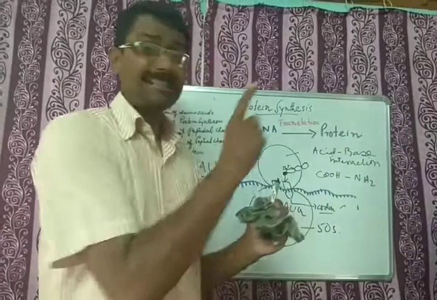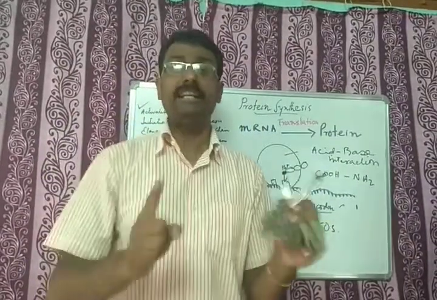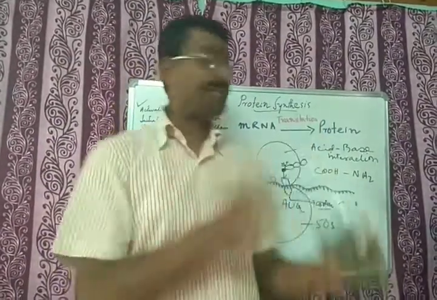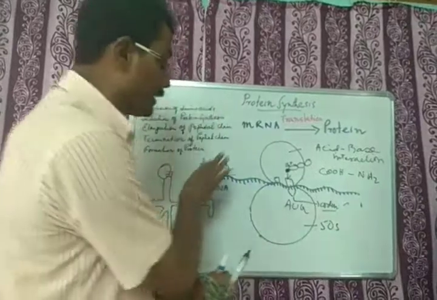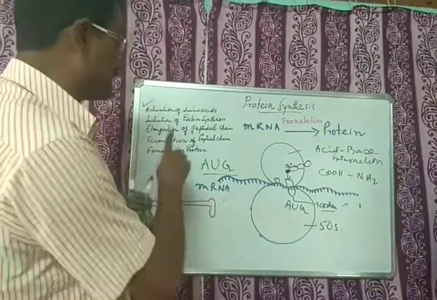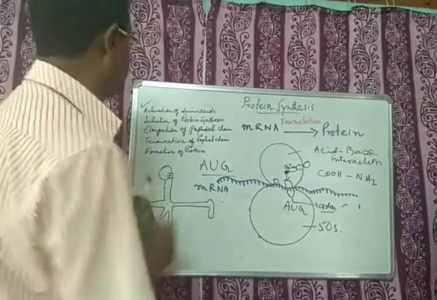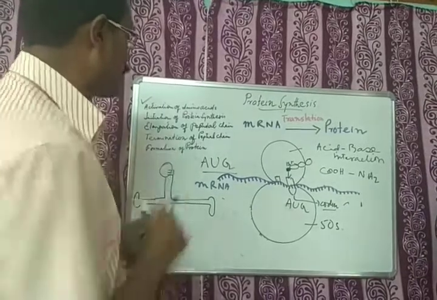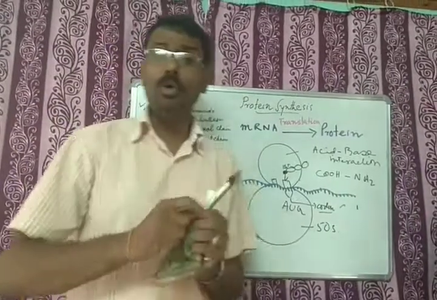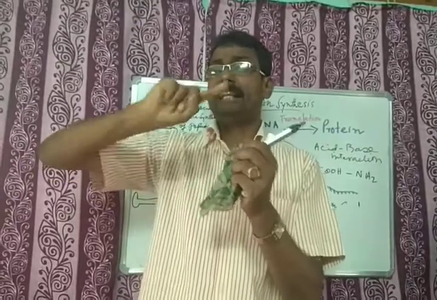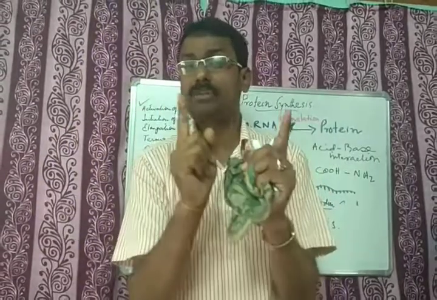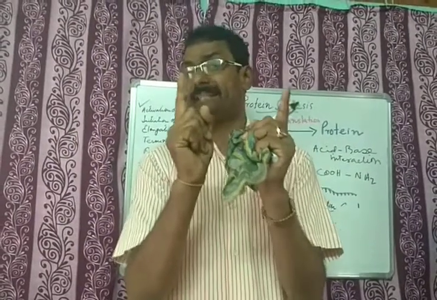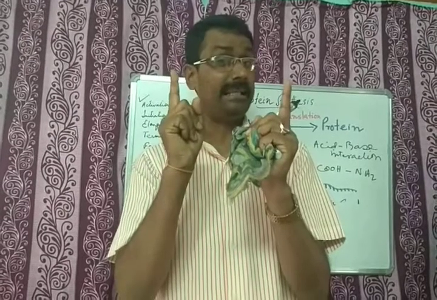So, what is the initiation codon? The initiation codon is AUG and it starts the process. Clear? So, that is the initiation of protein synthesis. Now, coming to the elongation of the peptidal chain. As I told you, one amino acid gets linked with another amino acid based on acid and base interaction. That is one thing.